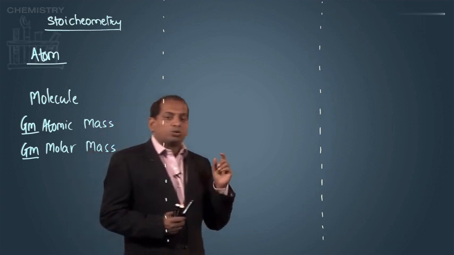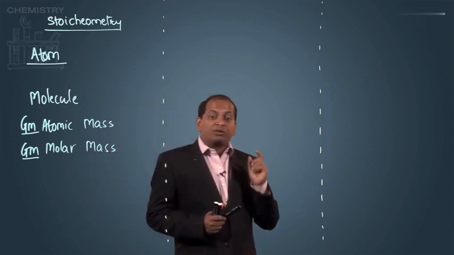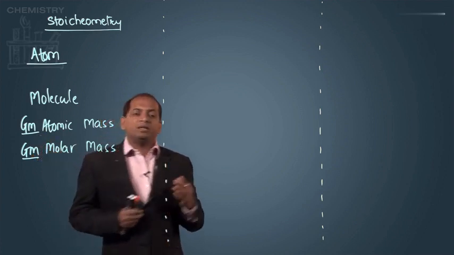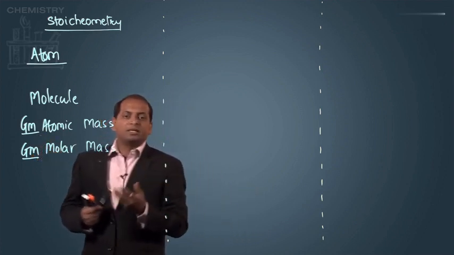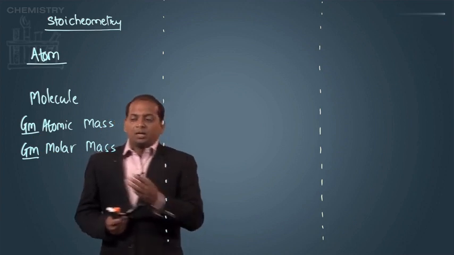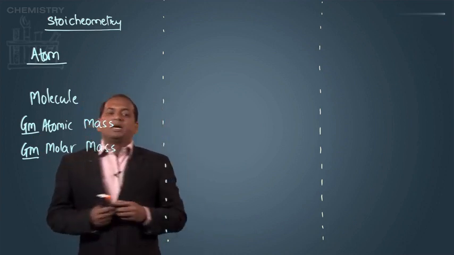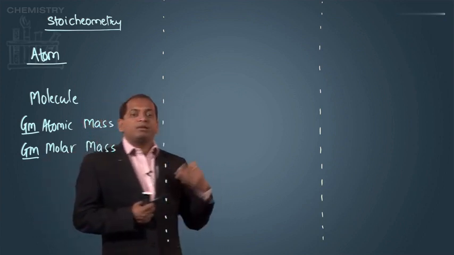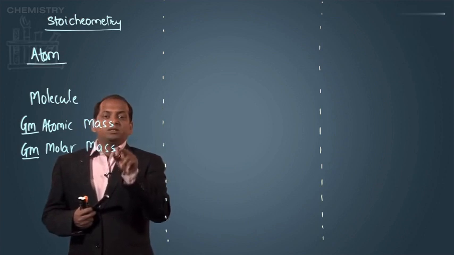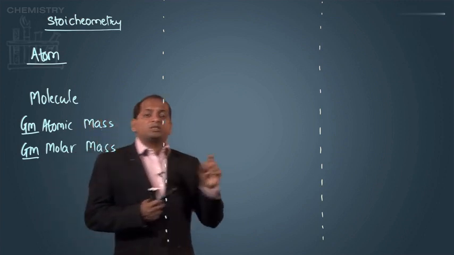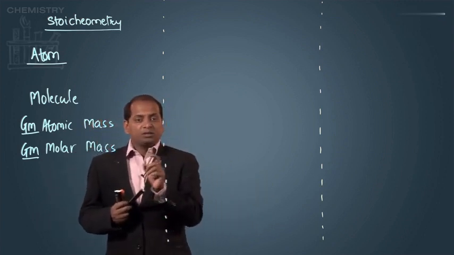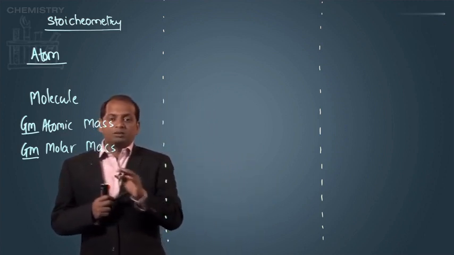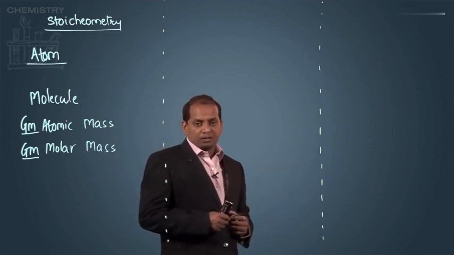But for the calculation part, to determine it, we need this gram. So what do you mean by gram? When an atomic mass is expressed in grams, it is called gram atomic mass. When a molar mass is expressed in grams, it is called gram molar mass. So in future, whenever we are dealing with problems associated with these two, they just mention atomic mass. We need to understand that it is gram atomic mass. Molar mass means gram molar mass.